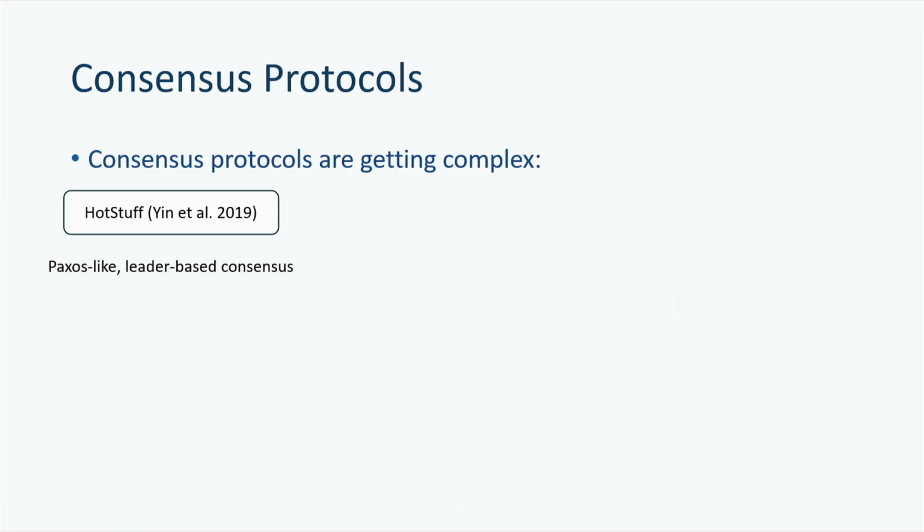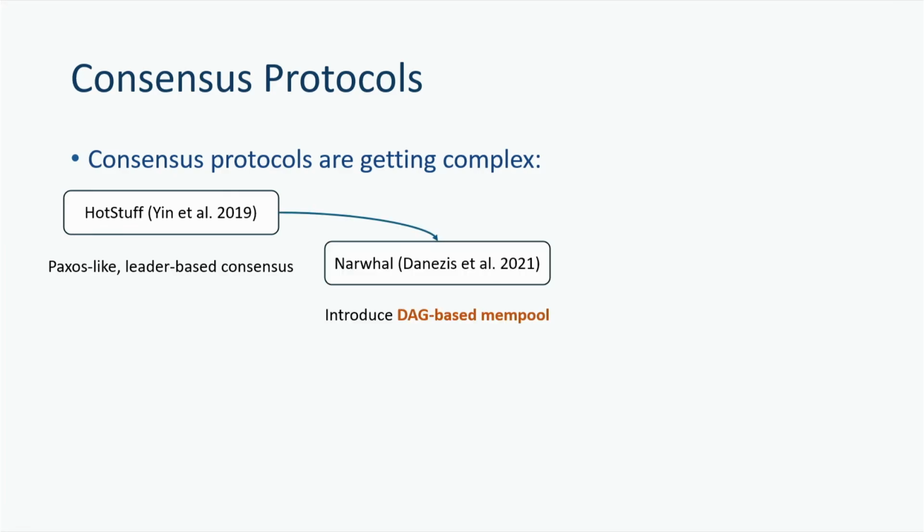Now, given that consensus protocols play a central role in many distributed systems, including blockchains, you can easily think that there's a long line of work trying to optimize all different aspects of consensus protocols. So in 2019, the state-of-the-art of consensus protocol is probably HotStuff, which is still a Paxos-like leader-based consensus. But then in 2021, Danezis et al. introduced the Narwhal protocol, which introduced the idea of having a DAG-based mempool in the consensus protocol.